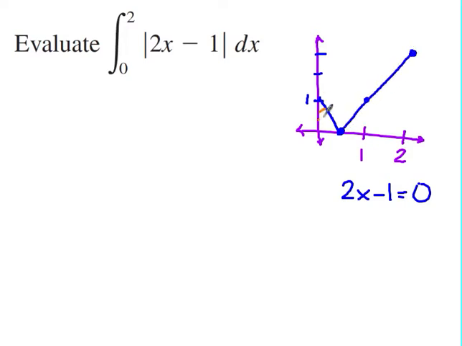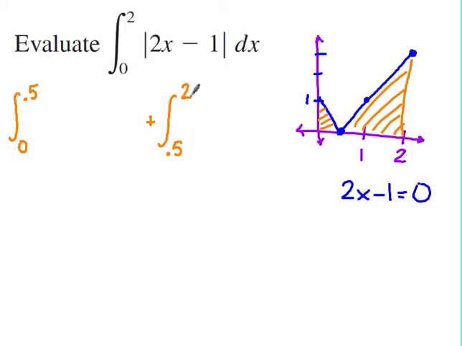So there are 2 ways to find this area. One, I could find it visually, draw it in, and find the area of each triangle. That's one way. The other way is to actually do it mathematically. Mathematically, I'm going to split this into 2 integrals. The first one is from 0 to 0.5, and the next one is from 0.5 to 2.